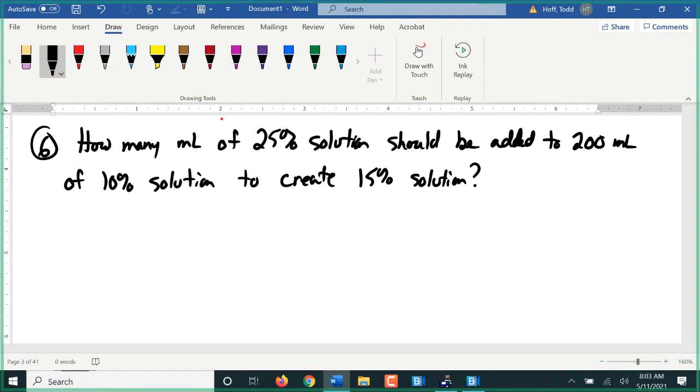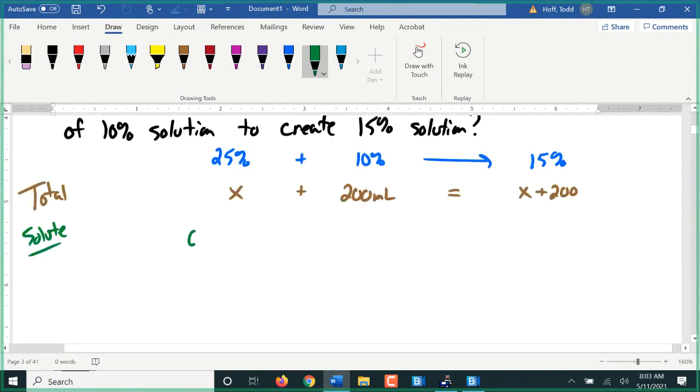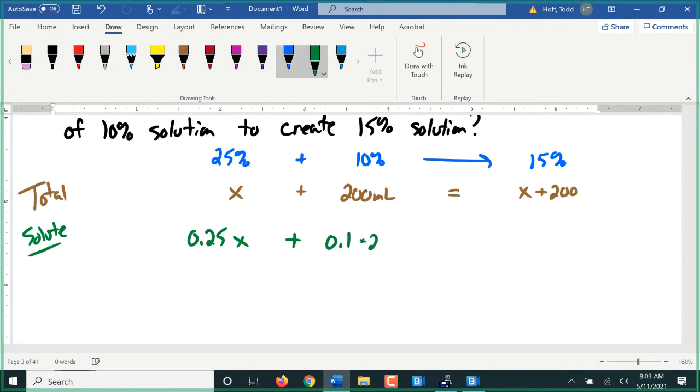So here we are mixing 25% solution and 10% solution to create a 15% solution. We have 200 milliliters of the 10%. We're wondering how much of the 25% should be mixed, so let that be X. So the amount of the 15% will be X plus 200. Then the amount of our solute for our equation, for 25%, it's 0.25 times the amount of X. For 10%, it's 0.1 times that amount of 200 equals 15% will be 0.15 times that amount of X plus 200.